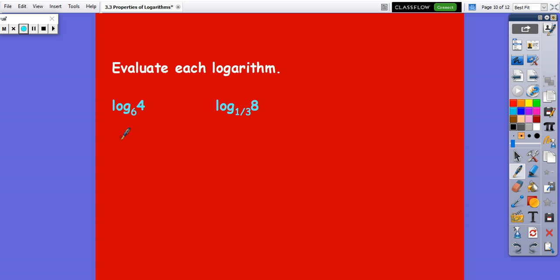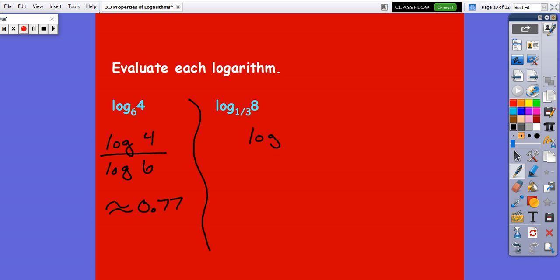So we're going to change the base on these. So the log over log, and the base goes to the bottom. And the other number's in the numerator. And then you put it in your calculator. And you get that it is approximately equal to 0.77. Now the next one, log over log, and the base goes to the, that's right, the bottom. And so we type that in our calculator, and we get approximately negative 1.89.